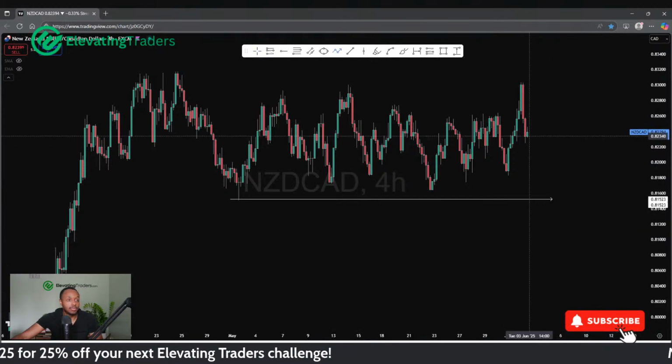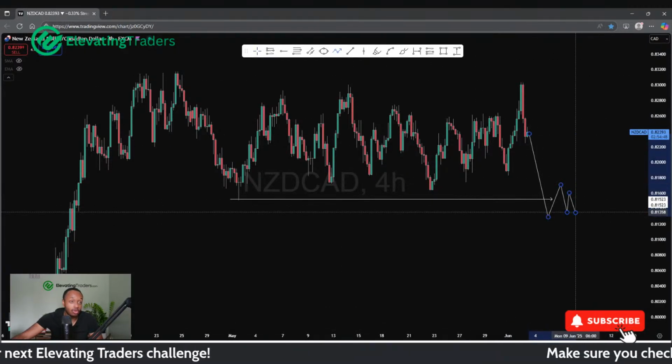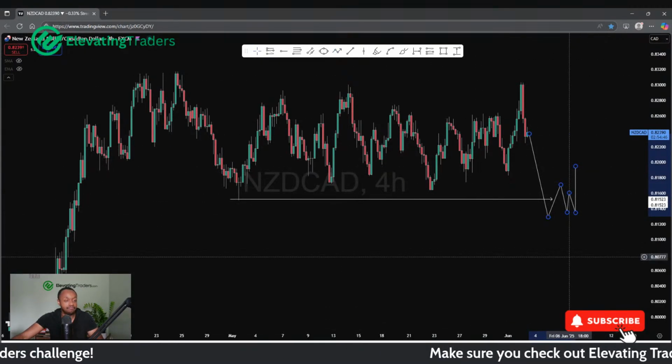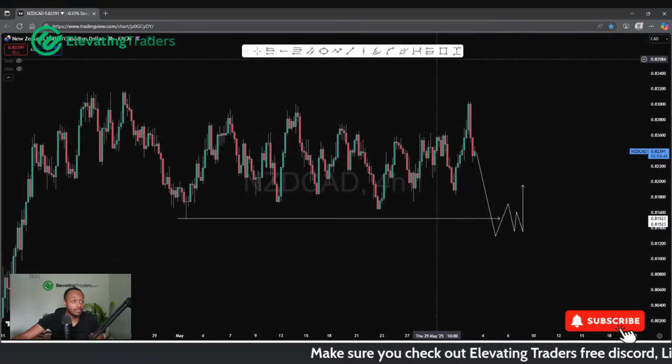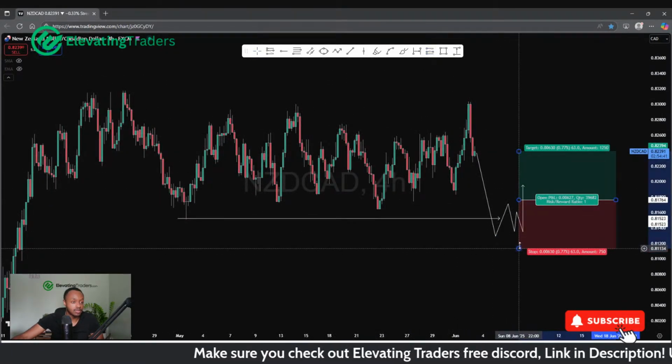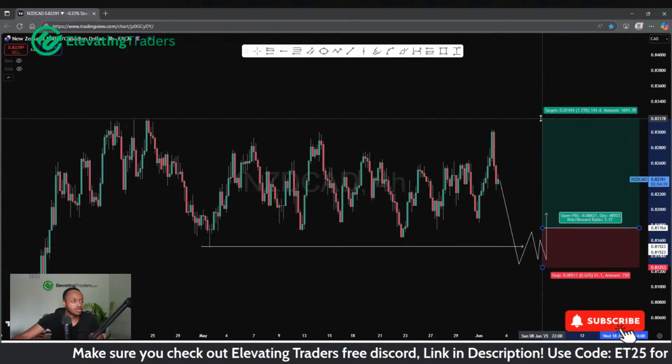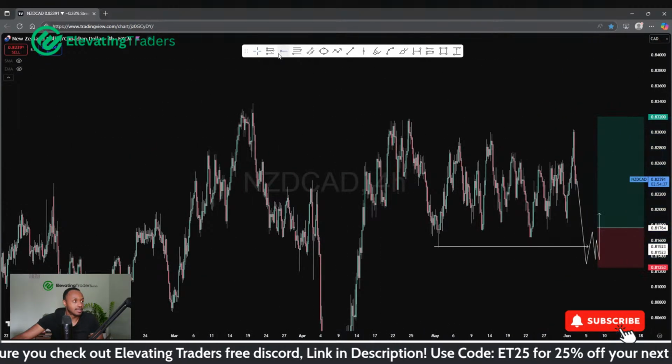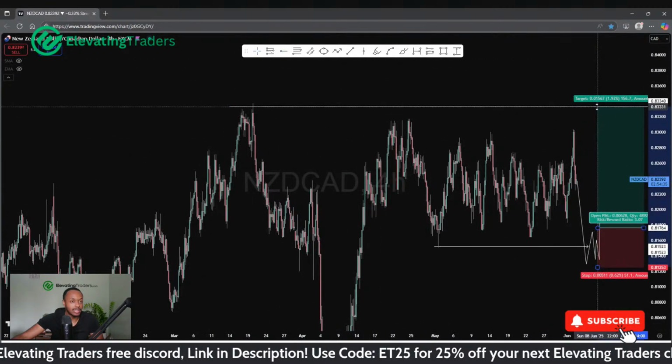So if I could see a push into this area followed by a strong rejection, that's key, then yeah, I'll be more than happy to get into some longs, stop losses below the low, and looking to trade it back into the highs and back into this high here actually.